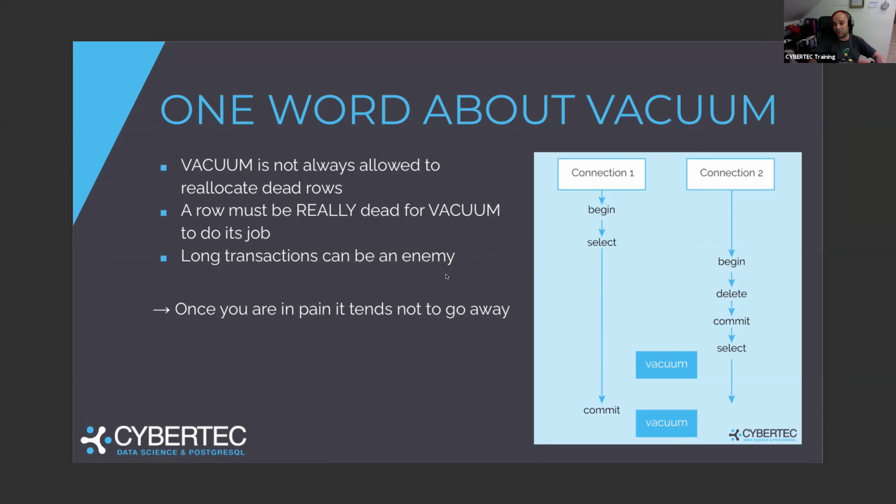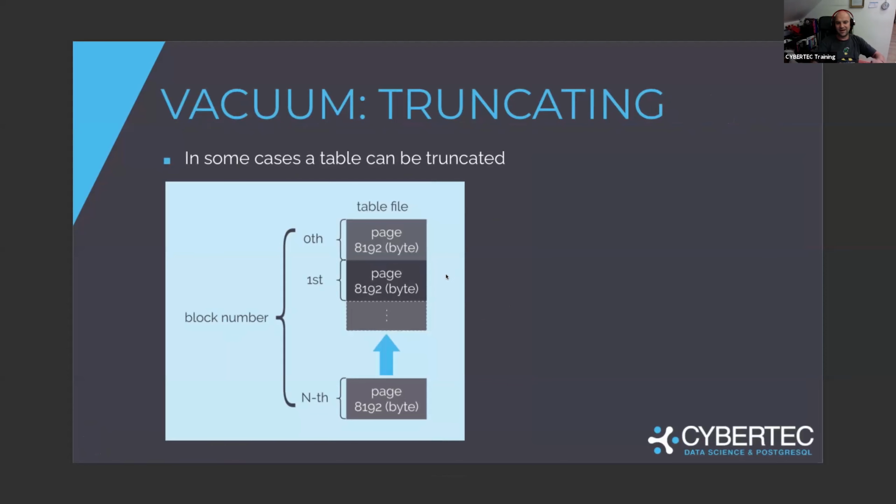And this is the core, the main reason why people ask, why does my table keep growing? I keep running vacuum, and the answer is long transactions, open snapshots, whatever, so that vacuum cannot do its job. But even if it does, it does not mean that your table is going to shrink. Okay. There is just one exception.